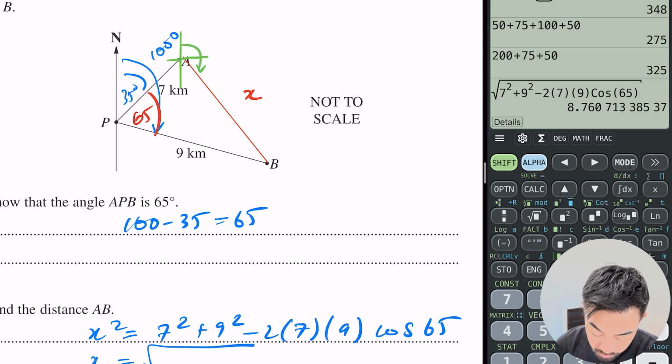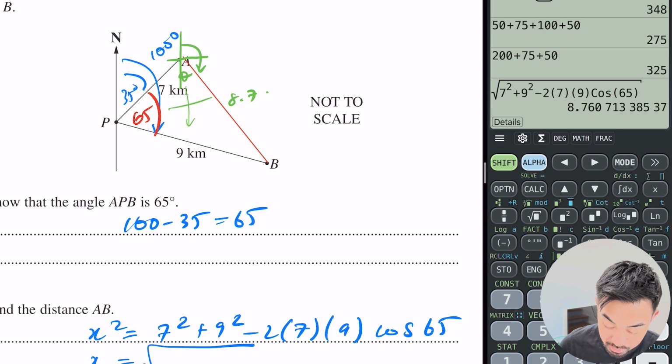What's the bearing there? Well, what do I know? Let's replace this x with 8.7. I probably need to find this angle in here. I know that that's 35. So let's find that angle in here, and call that theta. I'm going to be able to do the sine rule now that I have that.